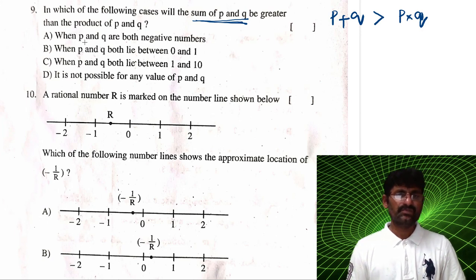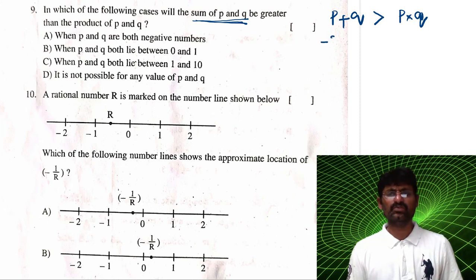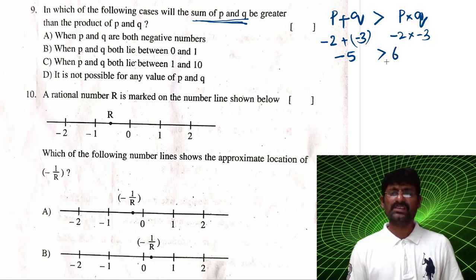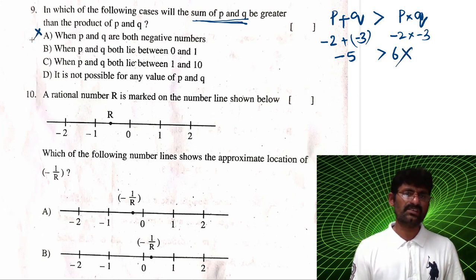So first A, when P and Q are both negative numbers, you can take some examples. Suppose P is negative 2, Q is negative 3. So minus 2 plus minus 3 is nothing but negative 5. Now whether it is greater than P into Q, let us check. P into Q means negative 2 into negative 3, that is positive 6. So is negative 5 greater than positive 6? No, this is not correct. So option A is not correct.